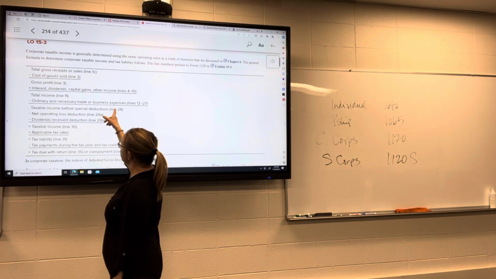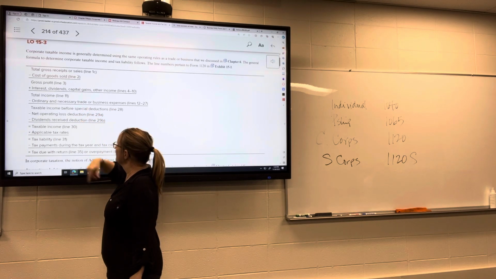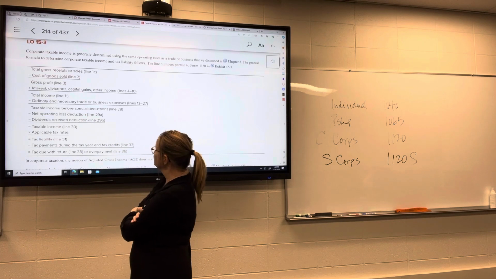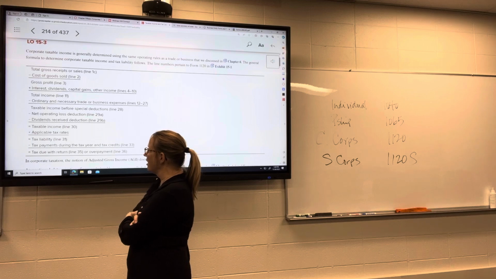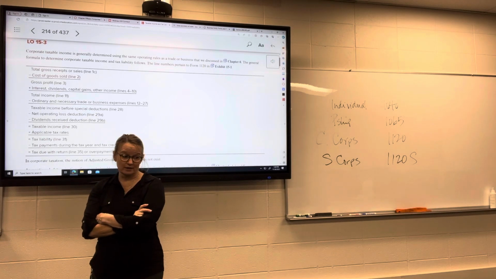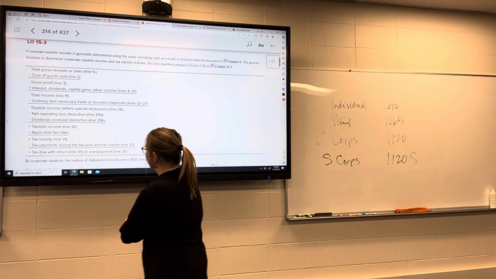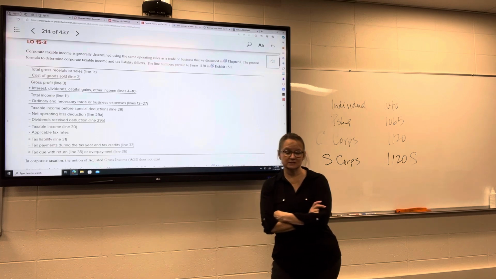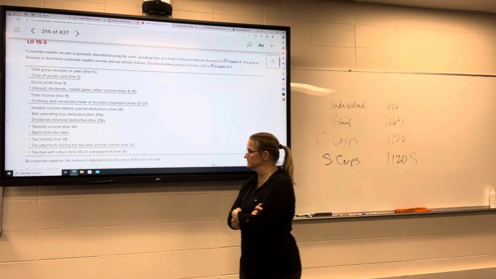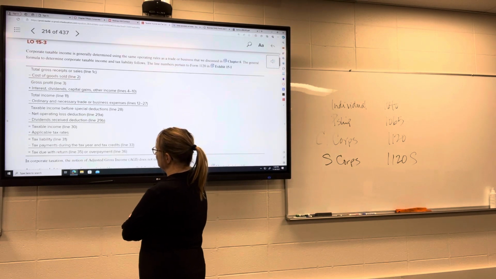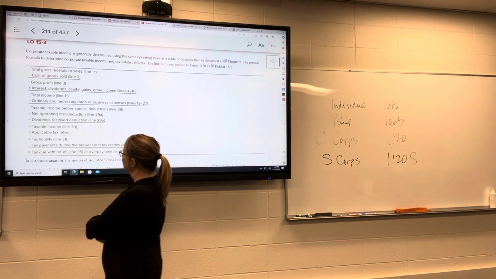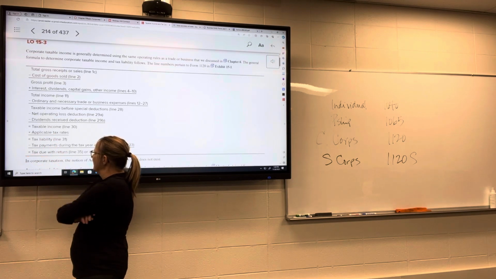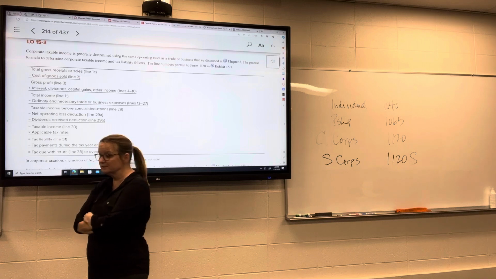Subtract all of those ordinary necessary business expenses to get our taxable income before special deductions. Then we subtract any net operating loss deduction, which we'll talk about, and any dividends received deduction, which we'll look at in more detail, to get our taxable income. We multiply that by our applicable tax rates to get our tax liabilities.